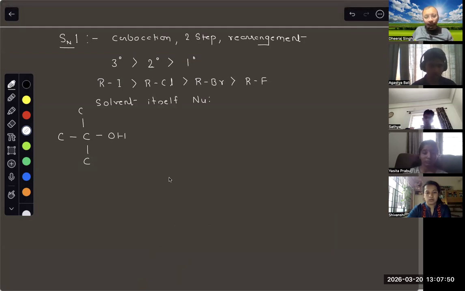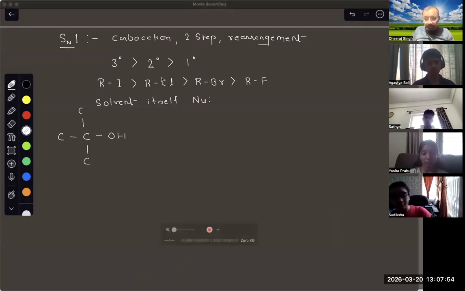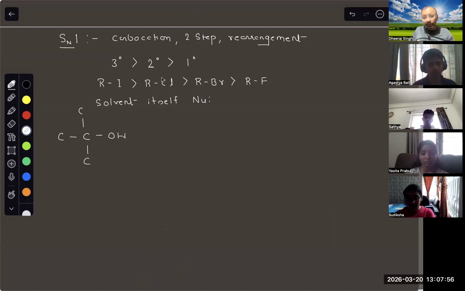So Diksha, switch on your webcam. How will you ensure that this will undergo the SN1 reaction?